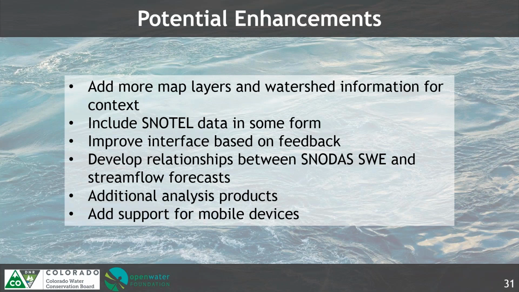So potential enhancements for this tool is to add more map layers and watershed information for context. For example, other basin boundaries or cities or transportation. There's also interest in showing SNOTEL data. This is complicated because every basin that we have for SNODAS has 0, 1, or potentially more than one SNOTEL stations, and that information needs to be cross-referenced and properly displayed.